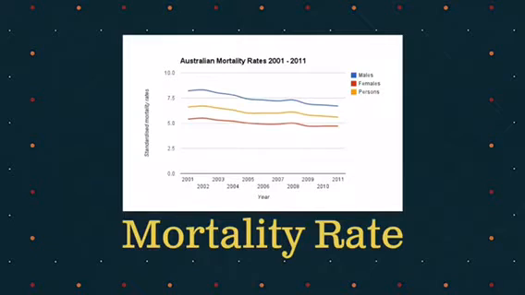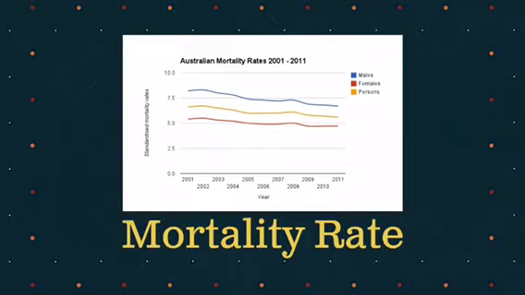Mortality refers to the number of deaths in a given population from a particular cause or over a period of time. Now, the main trends that you need to be able to identify for mortality rate is that obviously for all Australians, males and females, the mortality rate has decreased since 2001. It's also important to identify that for overseas born Australians, for both males and females, their mortality rates are lower than those of the Australian born population as well.